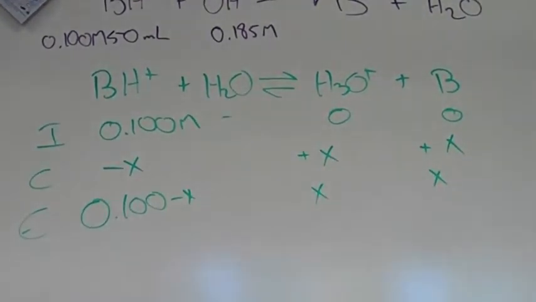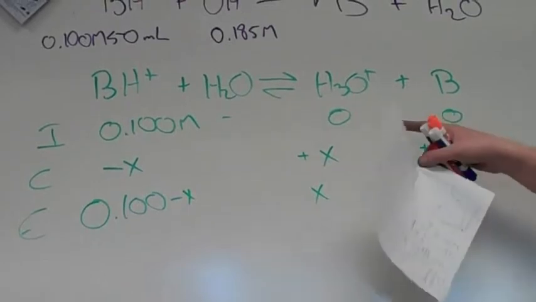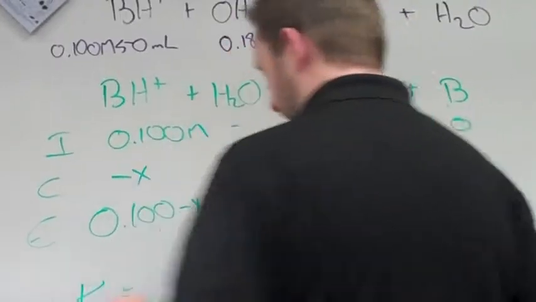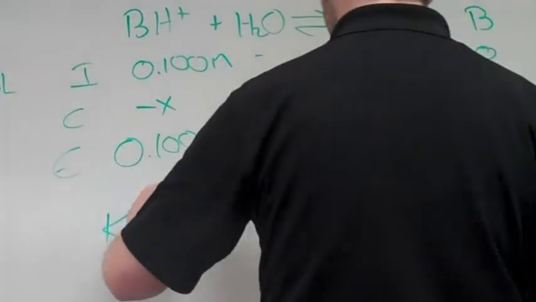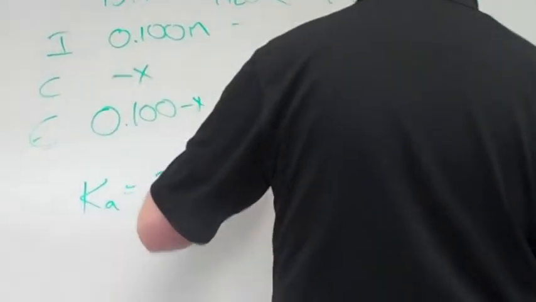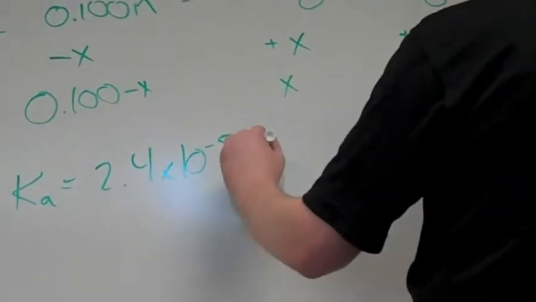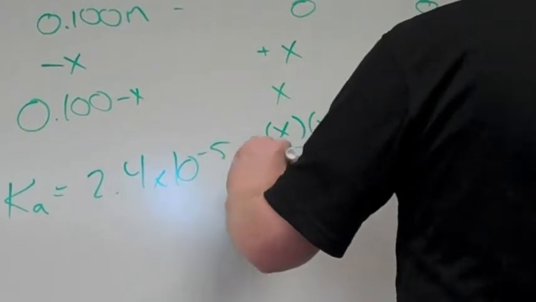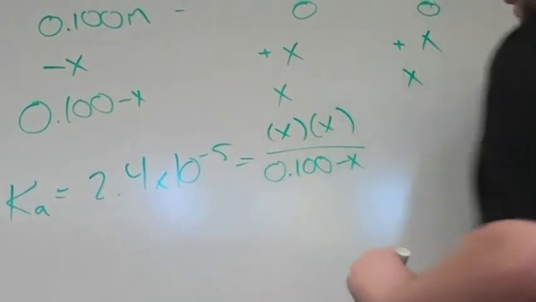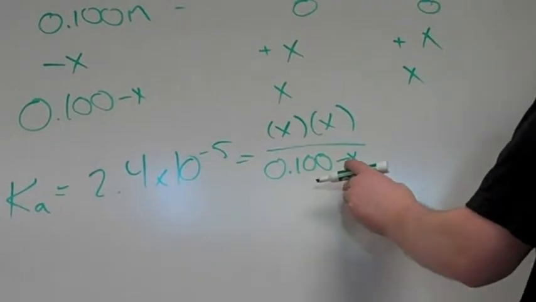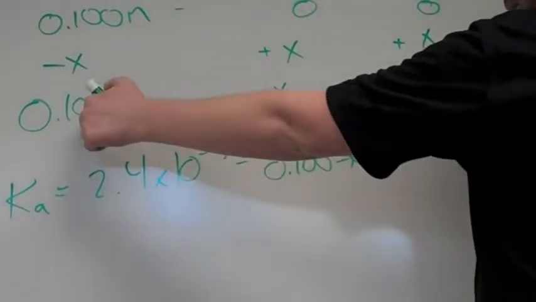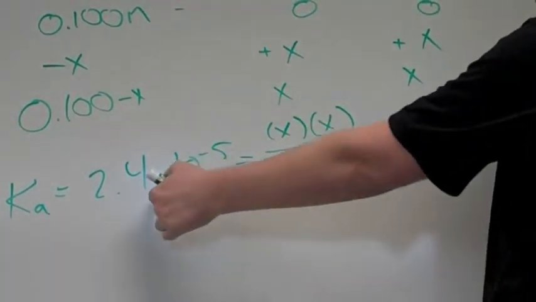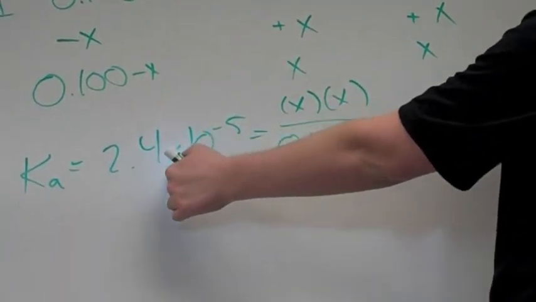To solve for the concentration of hydronium, we're going to make our Ka expression. We know Ka for this acid is 2.4 times 10 to the negative fifth power. If we write the expression for that, we get X times X over 0.100 minus X. We can see that X is going to be negligible for the change in concentration of the acid, so that goes away. And so it just becomes X squared over 0.1 equals 2.4 times 10 to the minus fifth power.